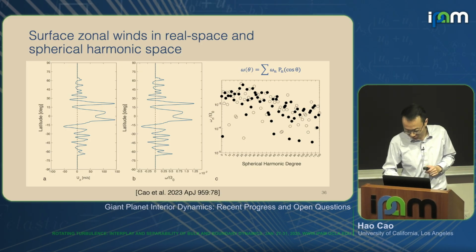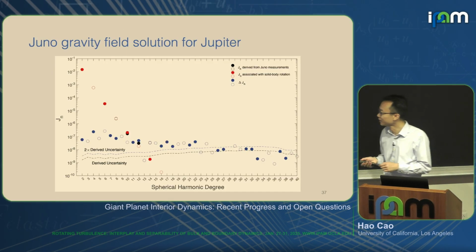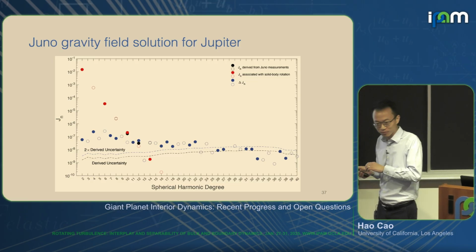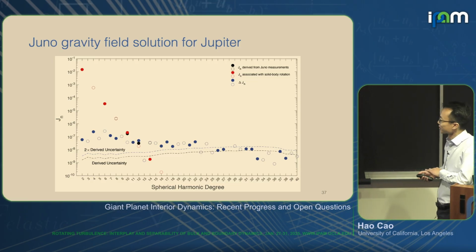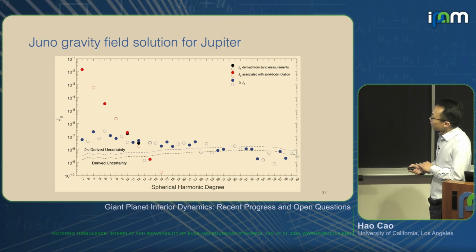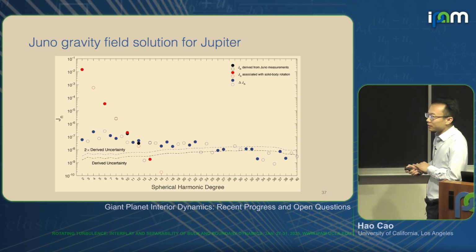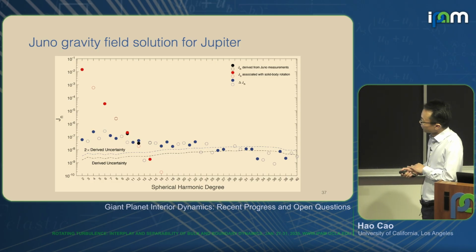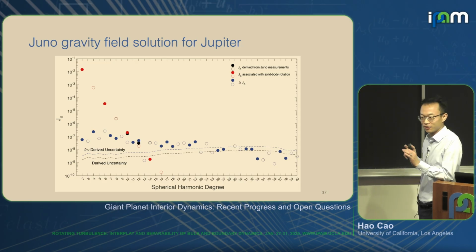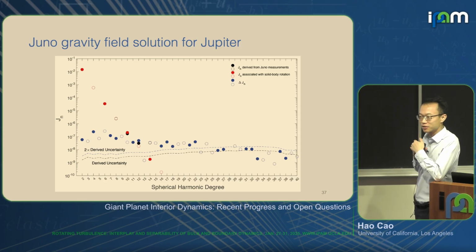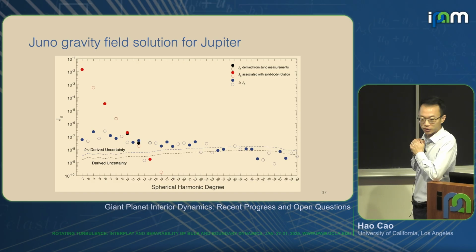So what does the data look like? Here's the data. Sorry, it's a bit of a busy plot, so let me walk you through it slowly. You see this set of red dots. If that reminds you of anything, that's the theoretical calculation of what the J-ends of a solid body rotating Jupiter look like. This is not a theoretical calculation using a simple polytrope anymore.